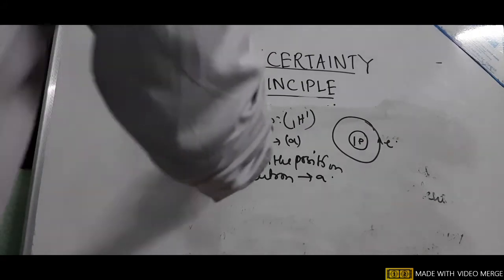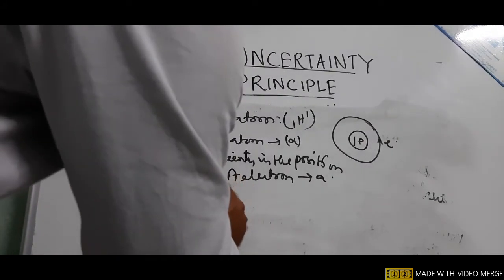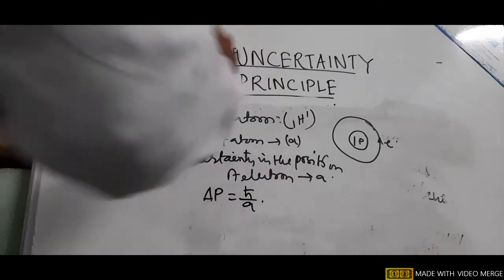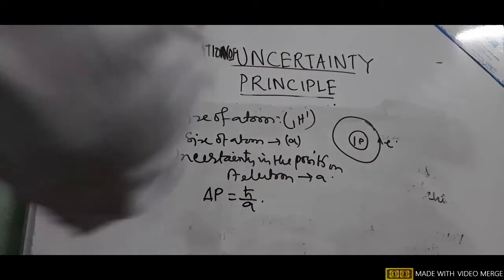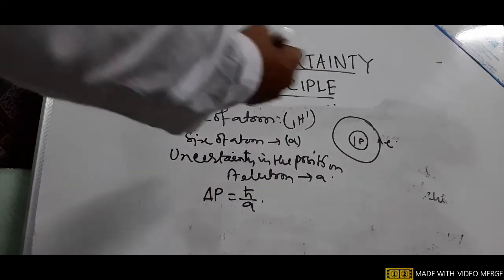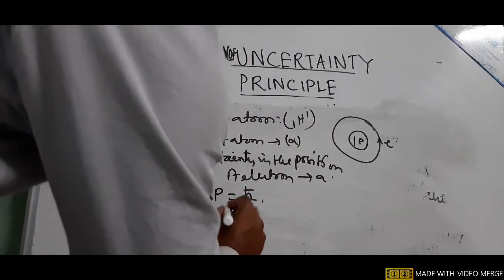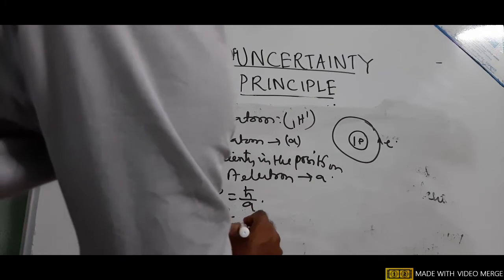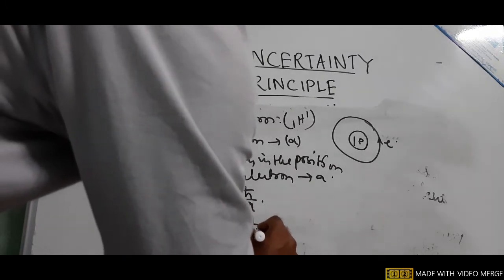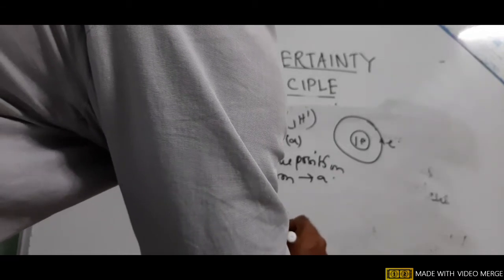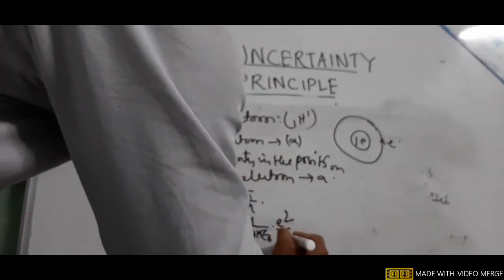So according to the Heisenberg uncertainty principle, what will be the uncertainty in momentum? Delta p equals h by a. Then the total non-relativistic energy of the atom, E, equals kinetic energy, p square by 2m, plus potential energy, 1 by 4 pi epsilon, e square by r, which we are taking as e square by a.